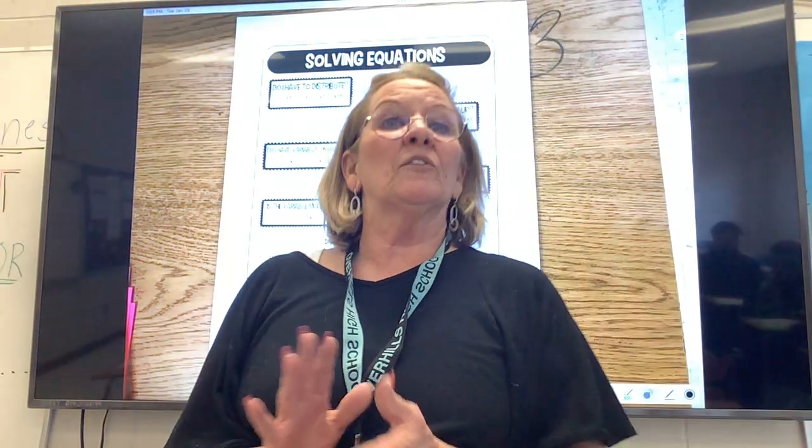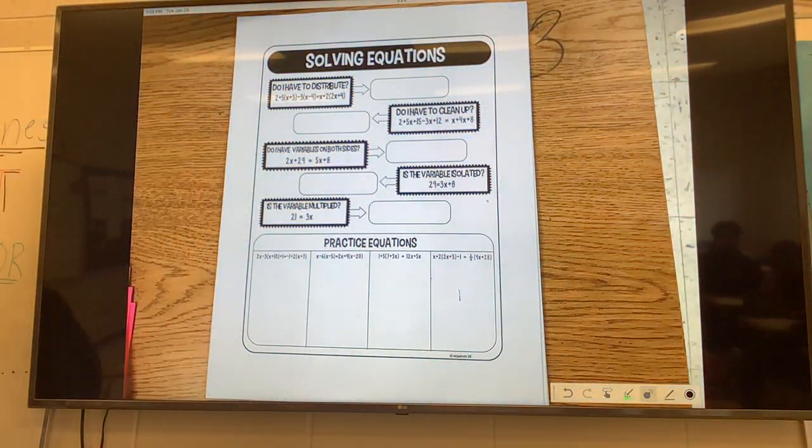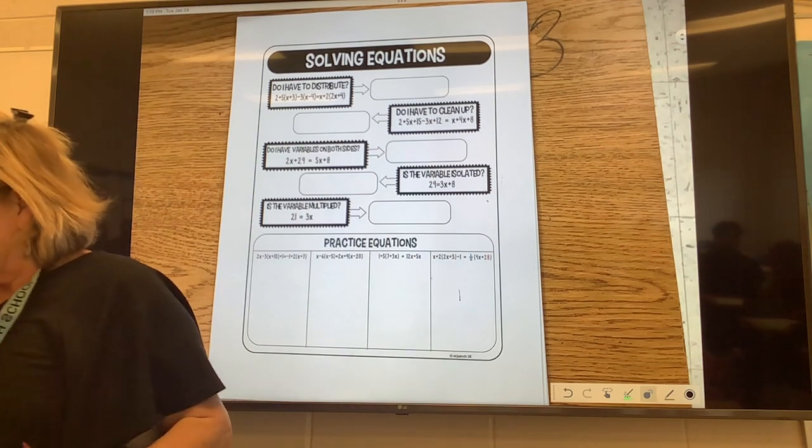All right, so I haven't been able to videotape yet today, so we're going to videotape now. So we're doing multi-step equations, of course.